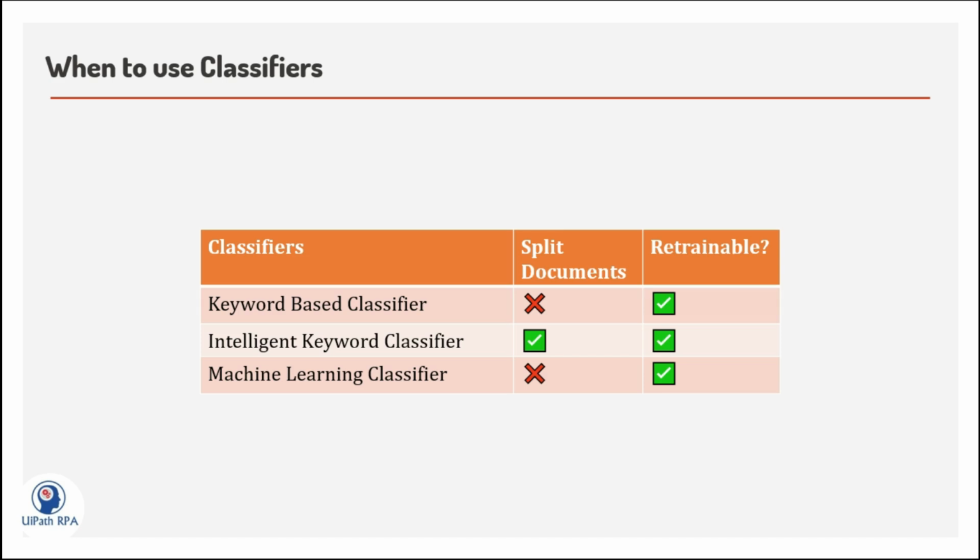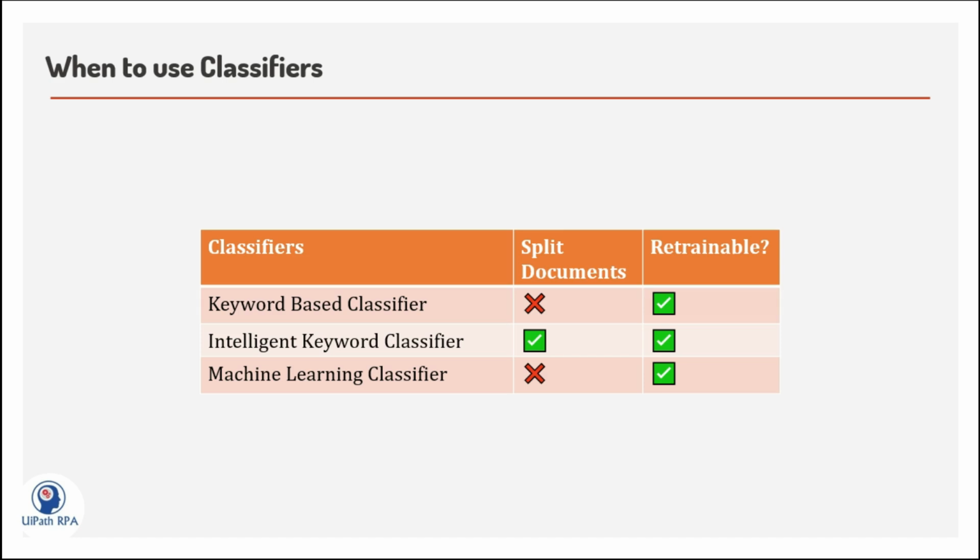Now, if you have documents that can be easily classified using specific keywords only, like purchase order, invoices, receipts, then you can use the keyword based classifier and it can easily work there. But when the simple keyword based classifier is insufficient and a more intelligent approach is needed to handle more complex documents, and you have multiple types of documents merged into one and you need to split those, then you can use the intelligent keyword classifier.